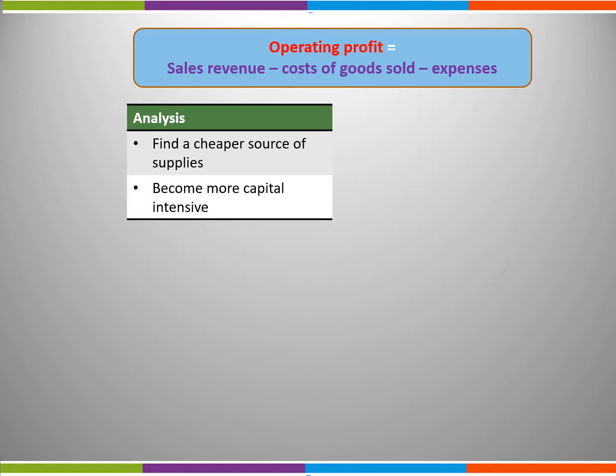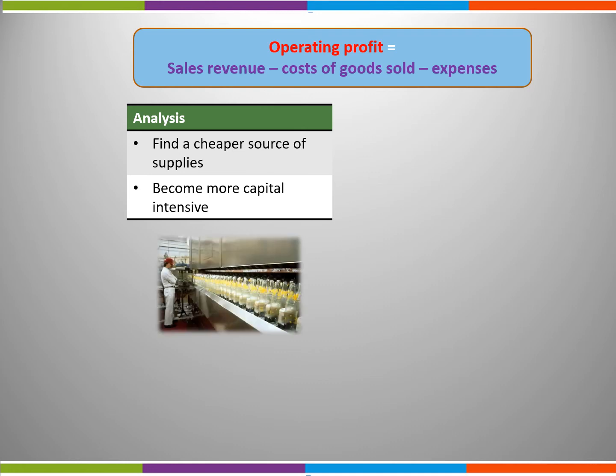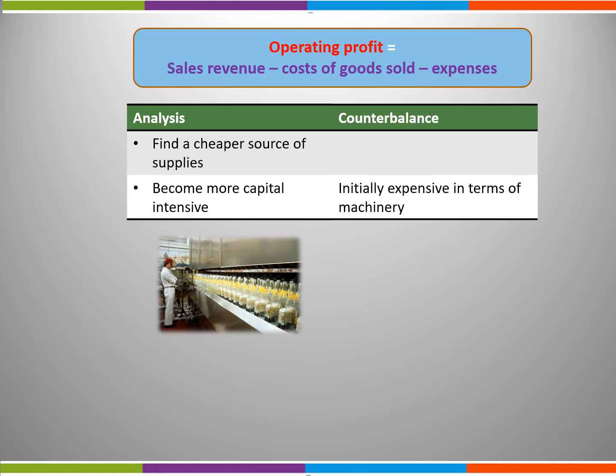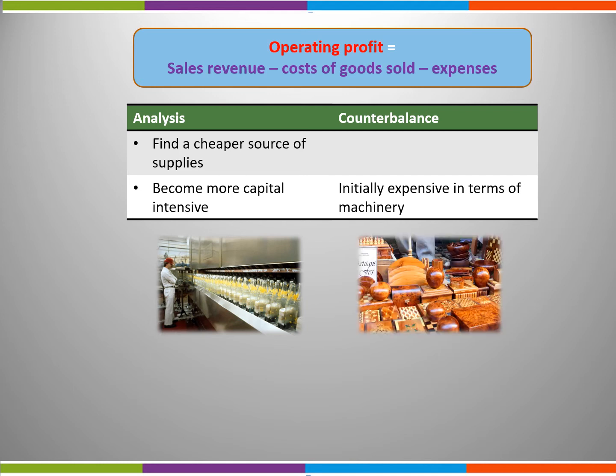The business might become more capital intensive. As machines do the work, this will lead to lower wage costs, increased output, and less waste. However, this is initially expensive in terms of machinery, putting pressure on the finances of the business. Alternatively, customers might be looking for more niche, hand-produced products. This would lead to falling sales.